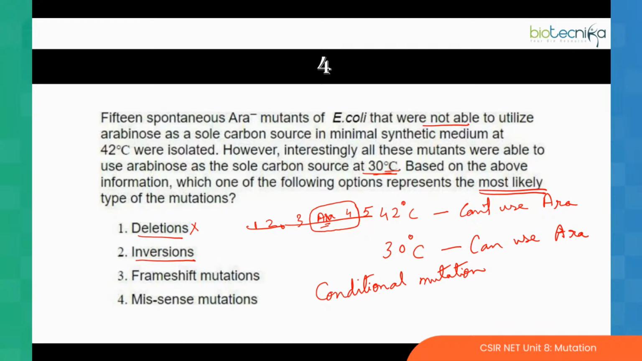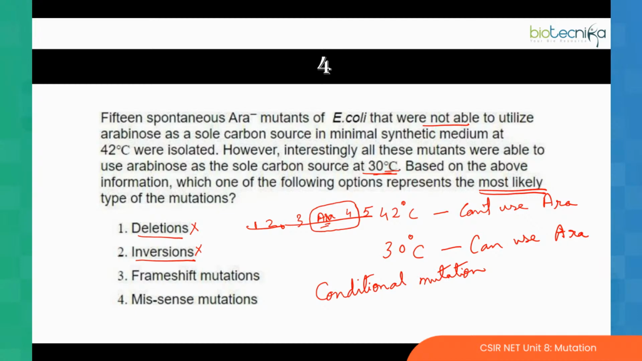Now if there is a position effect because of inversion, if the gene's position has changed and because of which it is not working anymore, then at 30 degrees Celsius the same position is there for the gene, so how come it starts working again? Correct. So not possible. So inversion is also not possible.